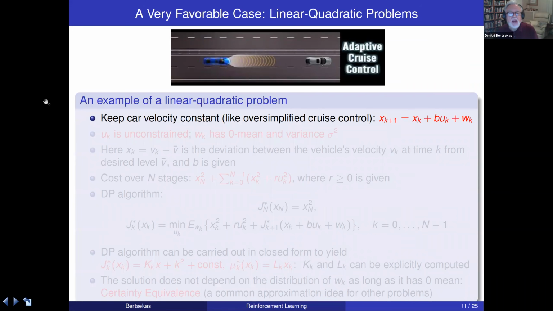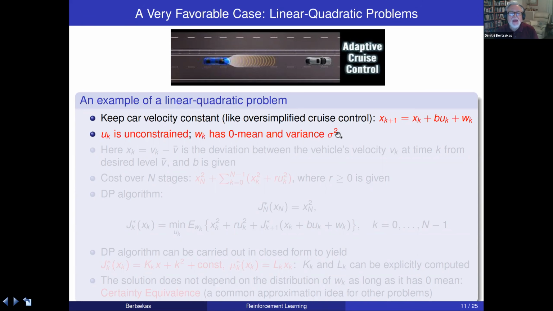Okay, so this is an example of a linear quadratic problem involving this system equation. It is a linear system equation. The control and the state enter linearly in the right-hand side, and there is also an additive disturbance here. There is no constraint on the control. And also, w_k has zero mean in this example and some variance.